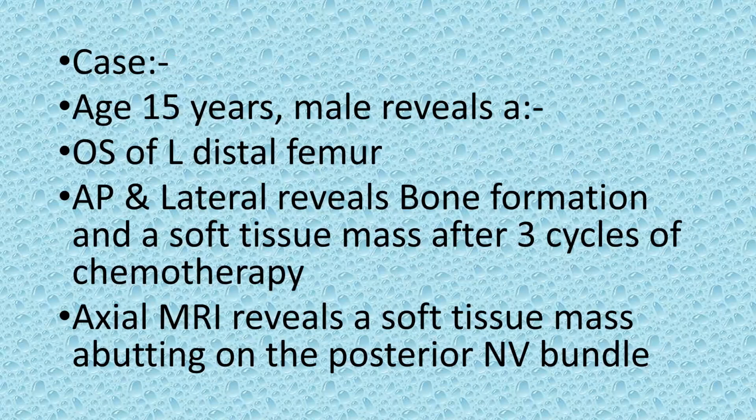Patient, 15 years old male, reveals an osteosarcoma of the distal femur. AP and lateral reveals bone formation and a soft tissue mass after 3 cycles of chemotherapy. Axial MRI reveals a soft tissue mass abutting on the posterior neurovascular bundle.